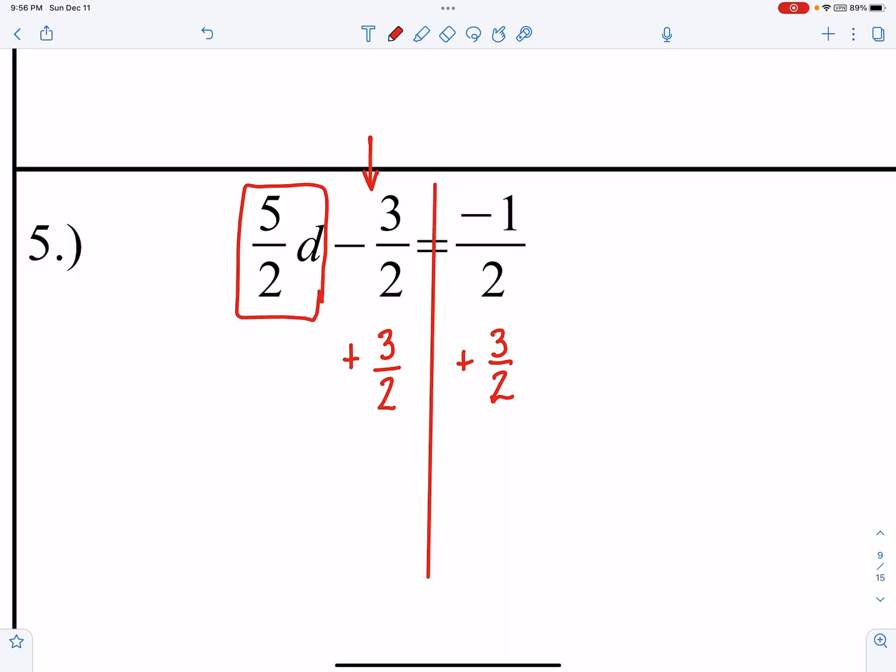Okay, luckily we have common denominators, which makes things a little bit nicer. These will cancel out and create a 0 pair. And now we have negative 1/2 plus 3/2, which gives us 2/2, which I can just erase and say that we have 1 whole on this side. On the left side, I still have, let's rewrite, 5/2 d.